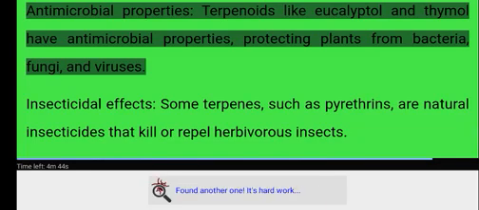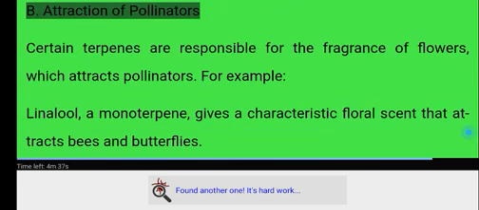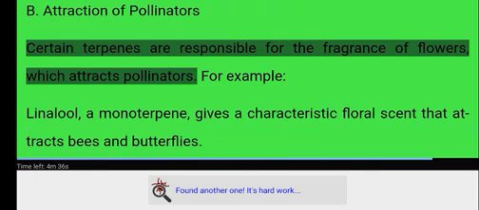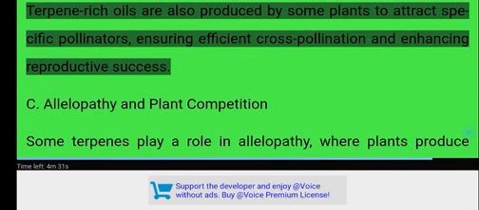Terpenoids like eucalyptol and thymol have antimicrobial properties, protecting plants from bacteria, fungi, and viruses. Insecticidal effects. Some terpenes, such as pyrethrins, are natural insecticides that kill or repel herbivorous insects. B. The attraction of pollinators. Certain terpenes are responsible for the fragrance of flowers, which attracts pollinators. For example, linalool, a monoterpene, gives a characteristic floral scent that attracts bees and butterflies. Terpene-rich oils are also produced by some plants to attract specific pollinators, ensuring efficient cross-pollination and enhancing reproductive success.